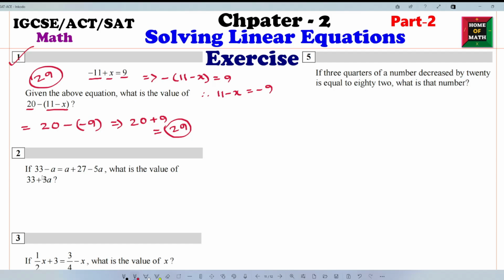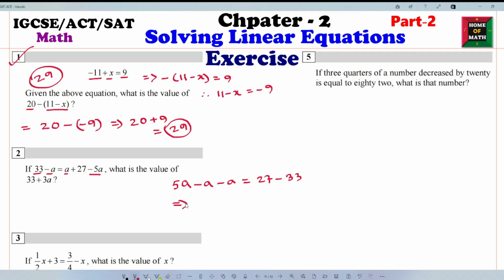Second one, here is also an equation: 33 minus a equals to a plus 27 minus 5a. What is the value of 33 plus 3a? Look, if we make all a on the left side, this minus 5a will become plus 5a, this a will become minus a, and here is already a minus a. Equal, here is 27 and this 33 will become minus 33.